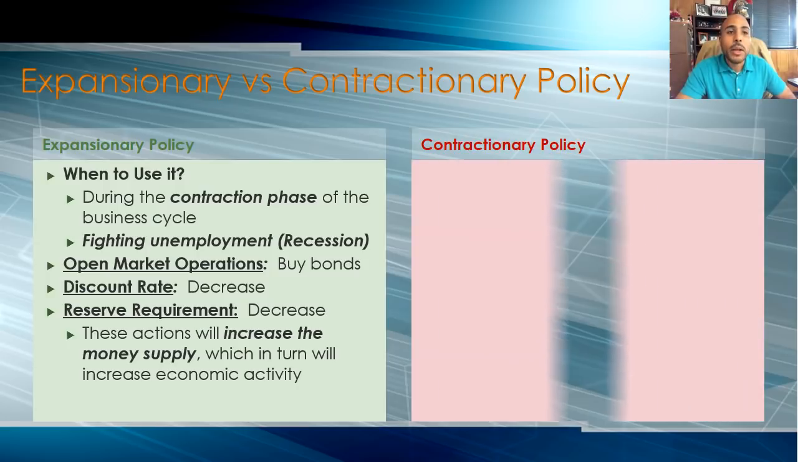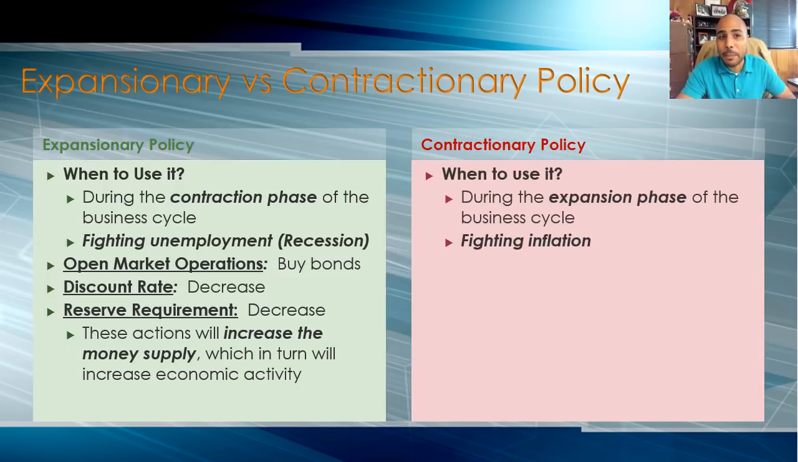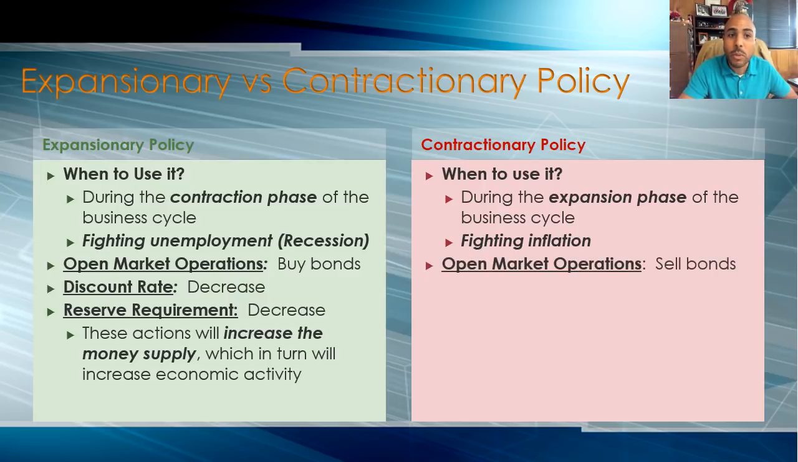Okay, now, contractionary policy is the exact opposite. We would want to use contractionary policy during the expansion phase of the business cycle. The whole purpose of that is to fight against inflation. Remember, inflation is when prices are rising. So, with open market operations, we want to sell bonds. Remember that when the Fed sells bonds, it makes the money supply smaller.